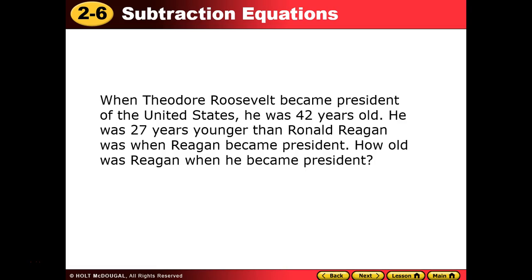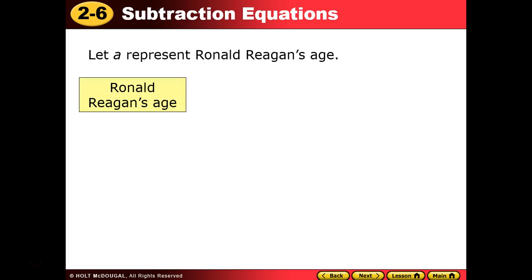When Theodore Roosevelt became president of the United States, he was 42 years old. He was 27 years younger than Ronald Reagan was when Reagan became president. How old was Reagan when he became president? So we're going to set this up so we can understand the problem. We want to figure out how old Ronald Reagan was when he became president.